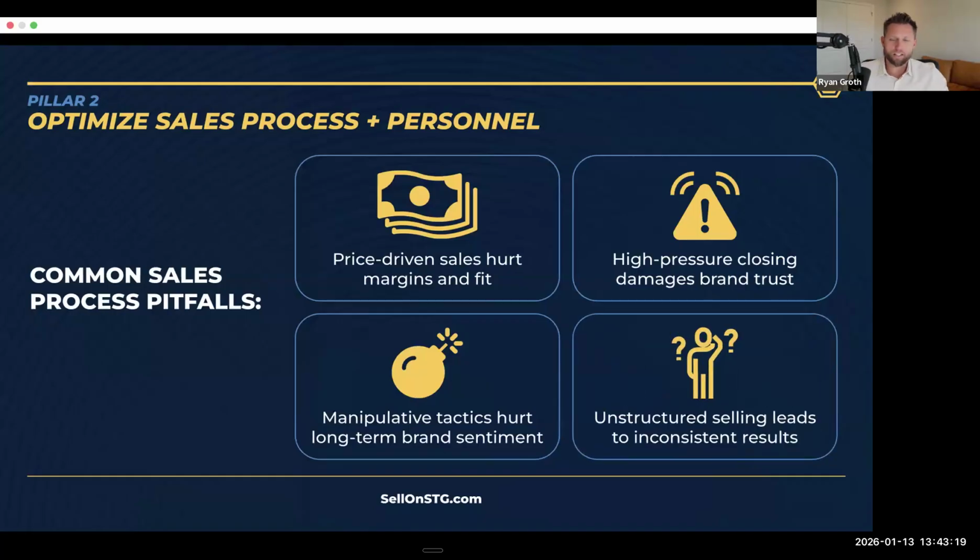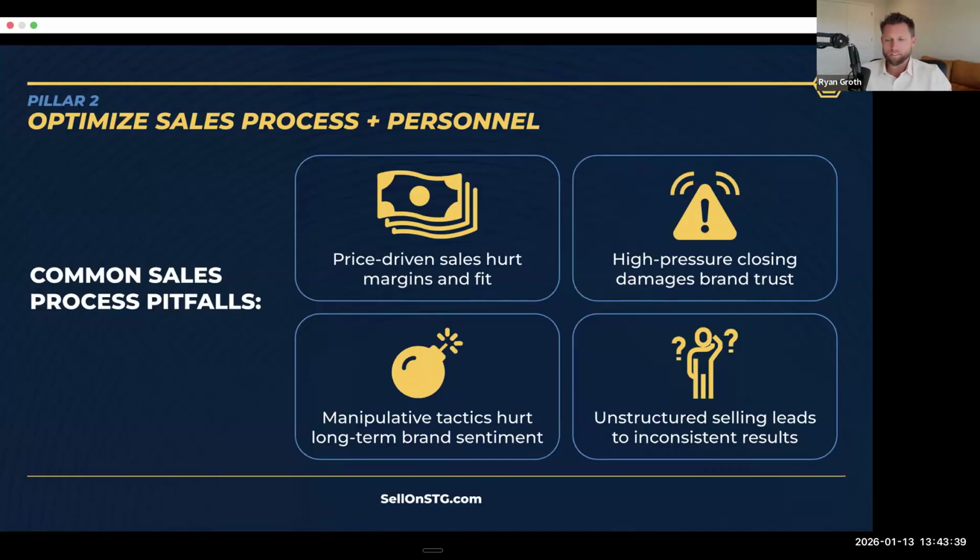Some other pitfalls is they're price driven. So they're heavily focused on, instead of selling value, they sell price. They don't know how to sell value, which is basically not needing to have the highest price in order to sell work. And that is a skill, a competency that can be developed.